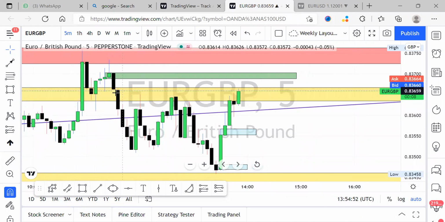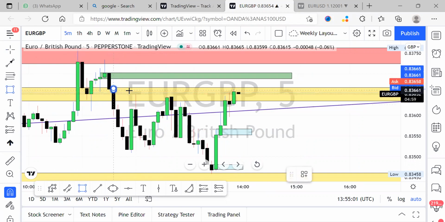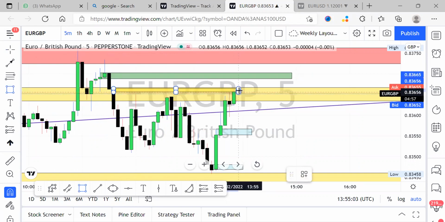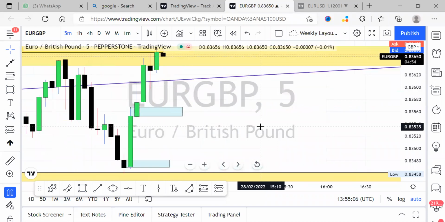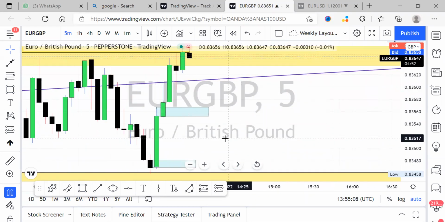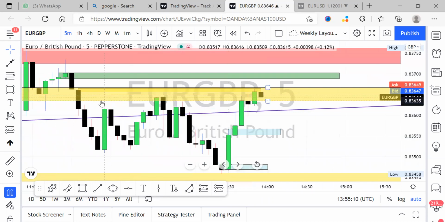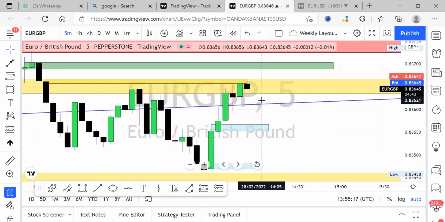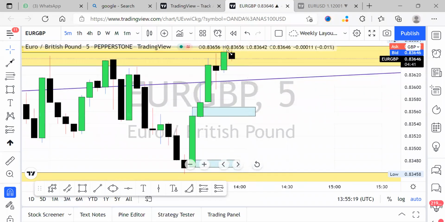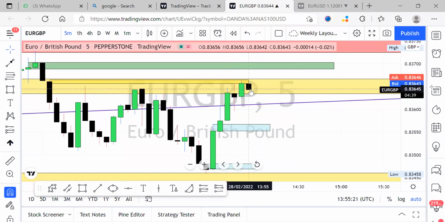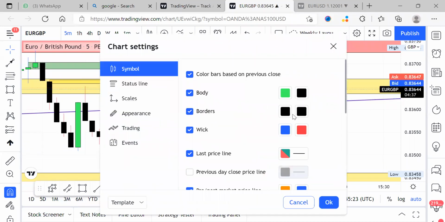You've got wicks here, a wick there. The wick entry, just there. The wick of that candle was where the supply zone could not go above. If you look at the wicks of this one, the wicks did not go above it.